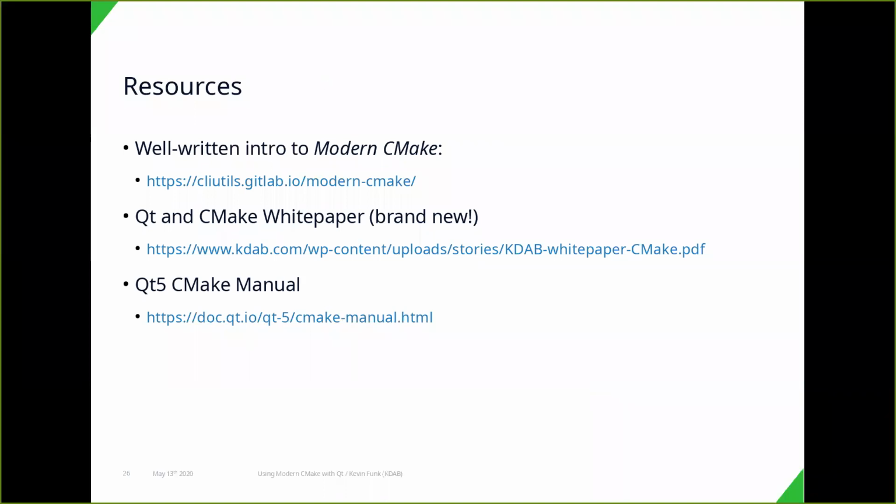Right, some resources. There's a well-written intro to modern CMake hosted here. We, KDAB, created a Qt and CMake white paper. It's brand new, actually. You can find it here. And also look at the Qt 5 CMake manual if you want to learn more. This has seen quite some improvements lately, also due to the fact that Qt 6 will itself switch to the CMake build system for building Qt. So there have been quite some improvements.